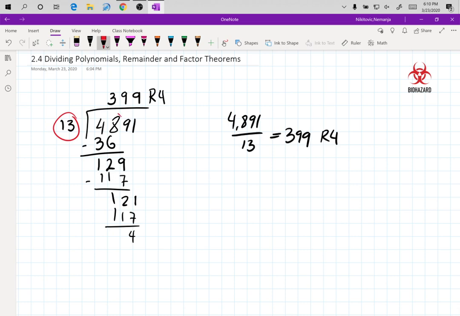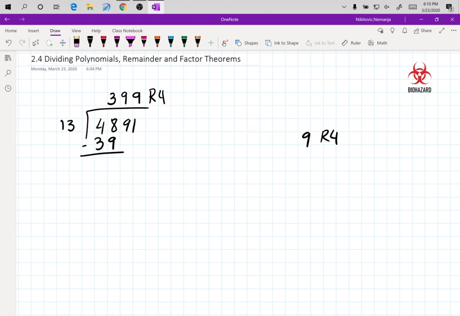So 13 goes into 48 3 times. 3 times 13 is... 3 times 13 is not 36. It's 30. Yeah. I should restart the whole lecture now. 3 times 13 is 39. From scratch. Well, welcome to the new semester. Excellent. Let's go from scratch. 3 times 13 is 39.